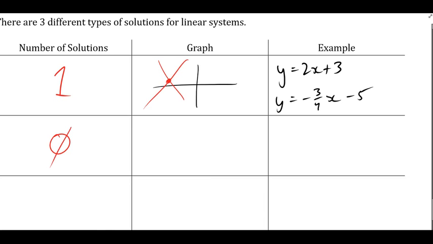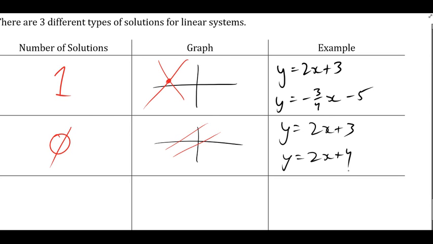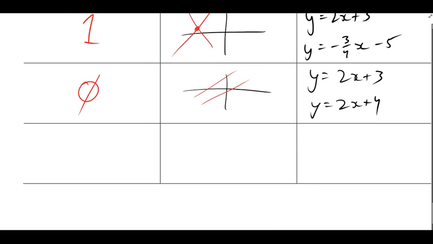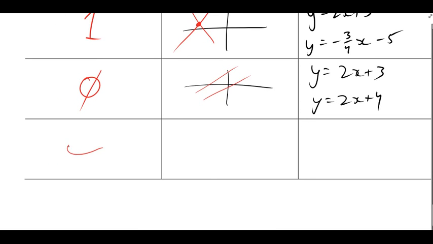Or I could have number of solutions 0 if I have two parallel lines. What does that look like? y equals 2x plus 3, y equals 2x plus 4. Same slope, different y-intercept. Or I could have infinite, and what would that look like? It would just look like a single line, and it'd be two equations that are the same, or they might not look the same, but if you rearrange, they'd be the same. Does that make sense? Any questions?